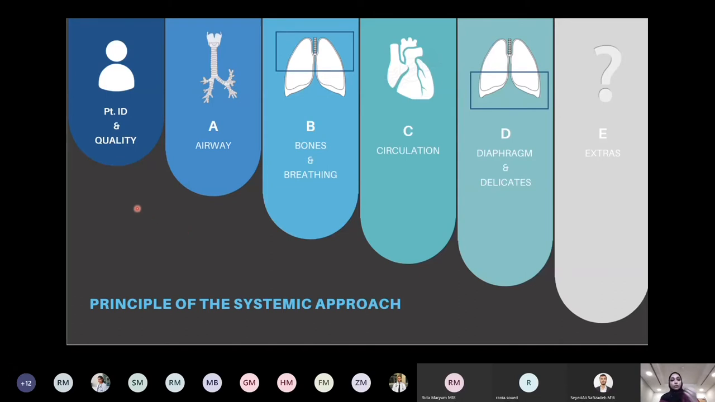So we always start with patient ID and quality. Who's this patient? Is she female? Is he male? How old is this patient? And then you look for the image quality, which we will talk about soon. And then you move on to A, B, C, D, E. A stands for airway, B stands for bones and breathing, C is for circulation, D for diaphragm and delicates, and then extras. And we will talk about all these things in detail. So this is basically the principle of the systematic approach.